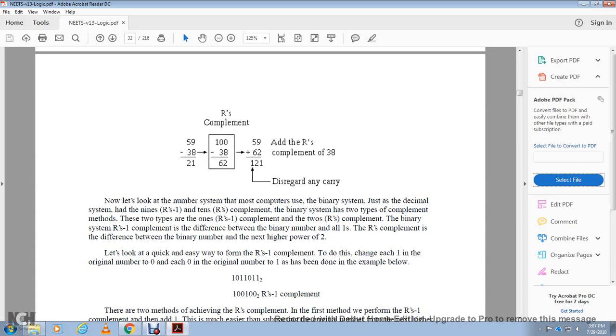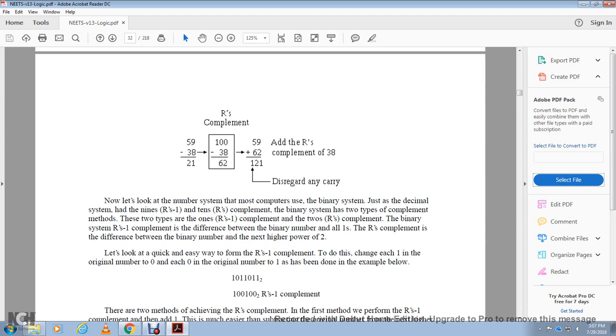Now let's look at the numbers for most computers. Most computers use the binary system, whereas the decimal system has the nine's complement, the radix minus 1 complement, and the ten's complement, the radix complement. The binary system has the same two types: the 1's complement, the radix minus 1 complement, and the 2's complement, the radix complement. The radix minus 1 complement is the difference between the binary number and all 1s. The radix complement is the difference between the binary number and the next higher power of 2.